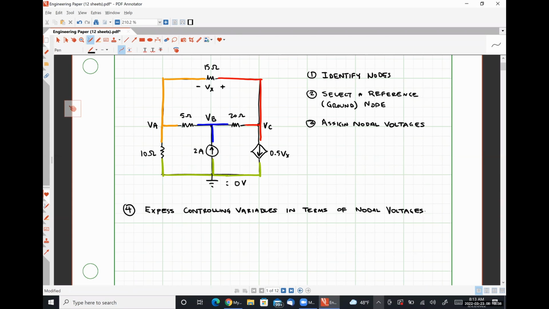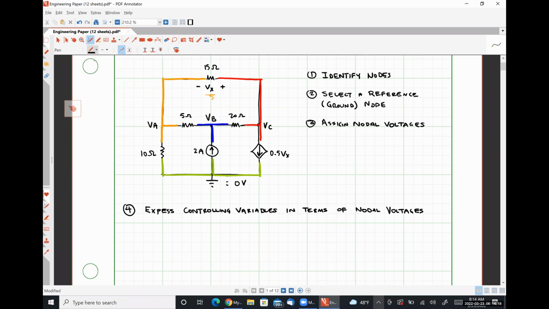So let me explain explicitly what I mean by this statement. If there is a dependent source in the circuit, in this case, there absolutely is, our goal here is to write an equation that tells us how the controlling variable, which in this case is this voltage Vx, because this voltage Vx controls the dependent source. So we need to write an equation that relates that controlling variable Vx in terms of our nodal voltage, or our nodal voltages, which is what we did just a moment ago, right?